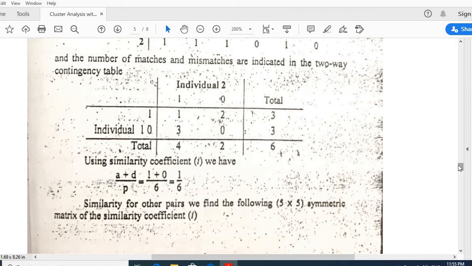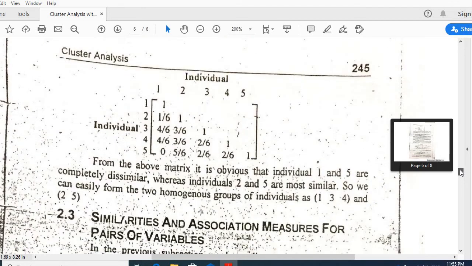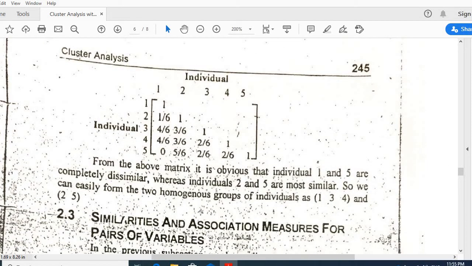Similarly, we can find the similarity coefficients of individuals 1 and 3, 1 and 4, 1 and 5, then 2 and 3, 2 and 4, 2 and 5, 3 and 4, 3 and 5, 4 and 5. Find the remaining similarity coefficients among individuals and write them in the form of a matrix, here a 5 by 5 matrix because there are 5 individuals. This is the end of the first example.